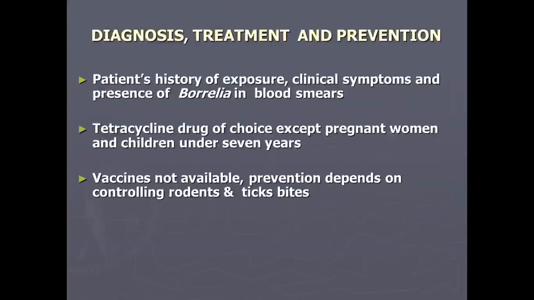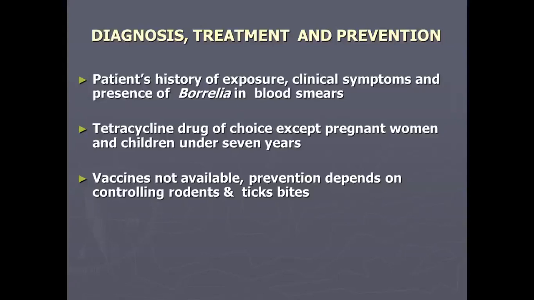Now, the diagnosis, treatment, and prevention. The patient history, exposure to the area, clinical symptoms, and the presence of Borrelia burgdorferi or recurrentis in the blood smear can be seen. We can stain the organism with the help of Giemsa stain, and we can see the organism under the ordinary microscope. Tetracycline is the drug of choice, except for pregnant women and children under 8 years old, because of its toxicity. It causes teratogenicity, what we call damage to the fetus.